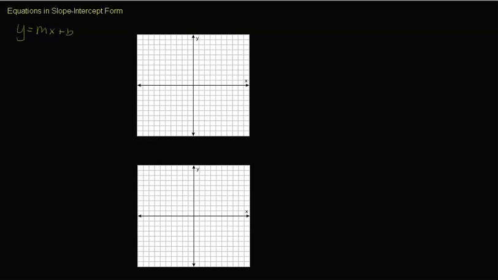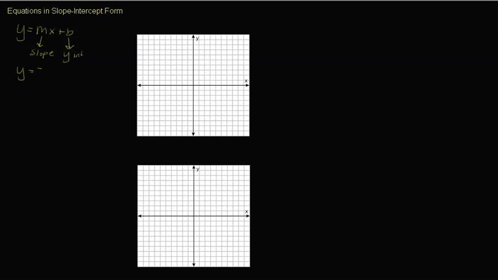plus b. Now the m stands for slope. So whatever number is in front of x is your slope, and then b is your y-intercept. Once you get the hang of it, it's really easy to graph in this form. So let me give you an example.